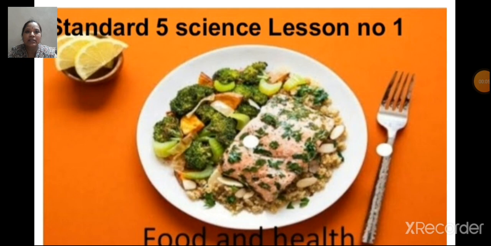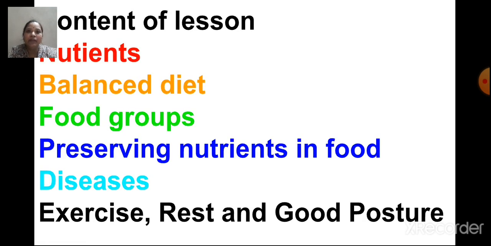We were discussing lesson number 1, food and health. This is part 2 of lesson number 1. Children, in the previous session we have discussed nutrients. So can you tell me what are the main types of nutrients? Yes, there are 5 main kinds of nutrients: carbohydrates, fats, proteins, vitamins and minerals.